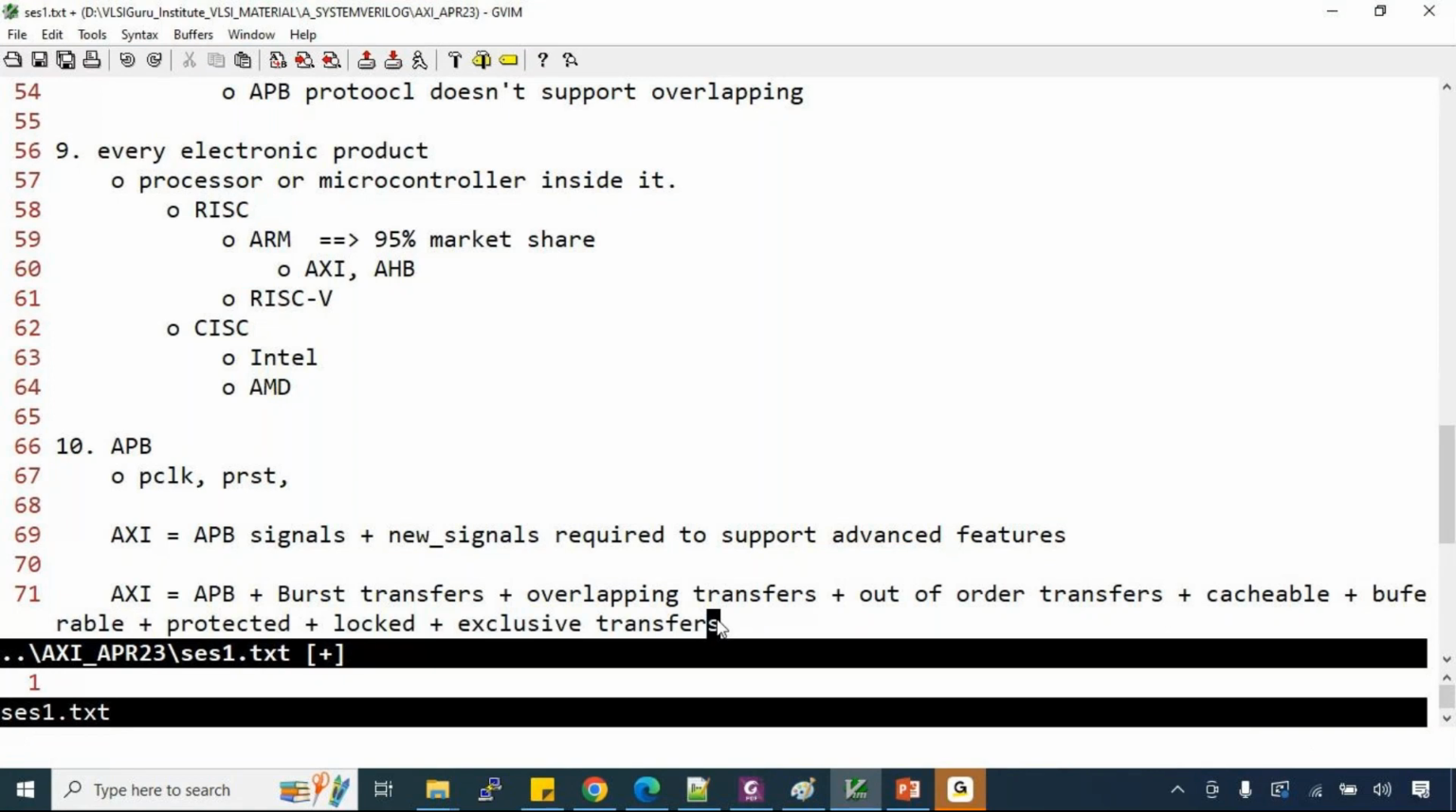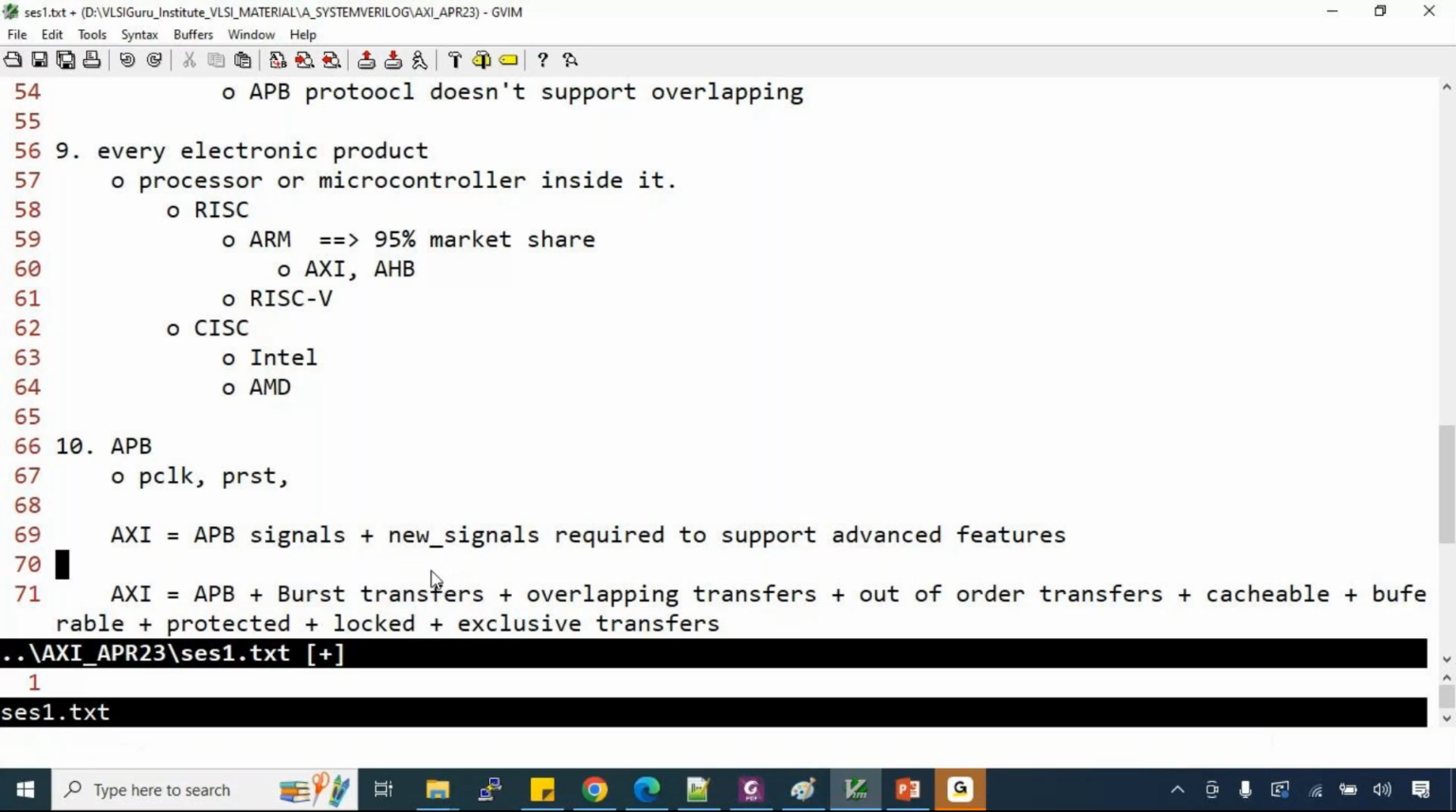But many times you don't want to do overlapping transfers, let's say. You don't want out of order transfers. You don't want cacheable transfers. You don't want protected transfers. Because by not having them, you reduce the complexity and the number of signals, so your overall implementation becomes simpler. So you only want APB plus burst transfers. This becomes AXI Lite, kind of. I mean, there may be another 1 or 2 things, but Lite is nothing but the cut down version of the actual AXI.